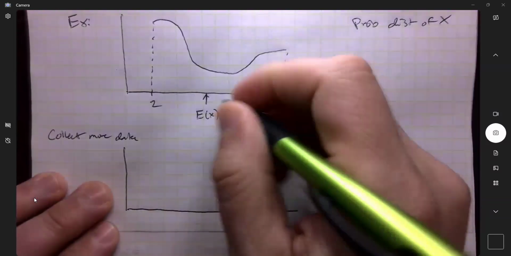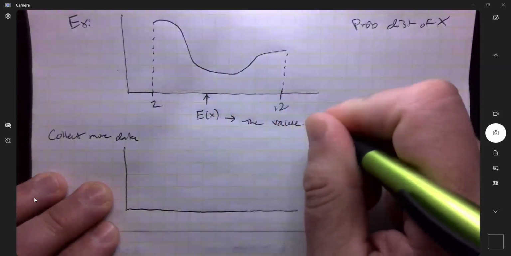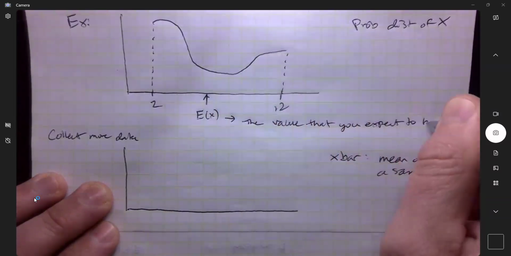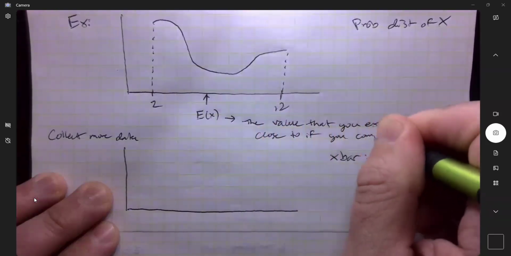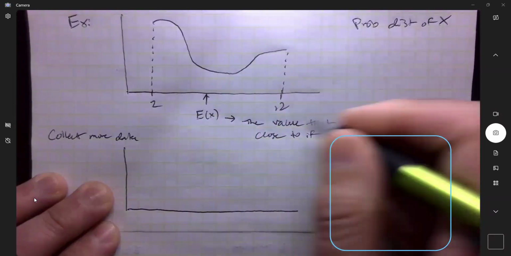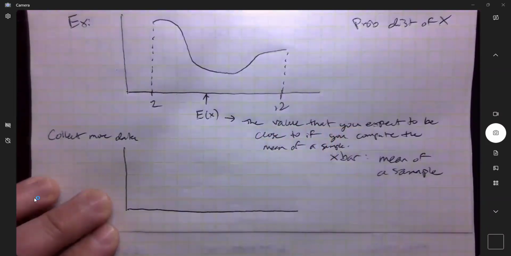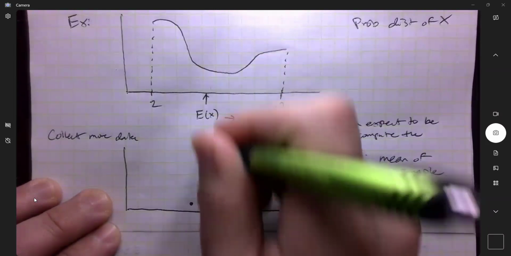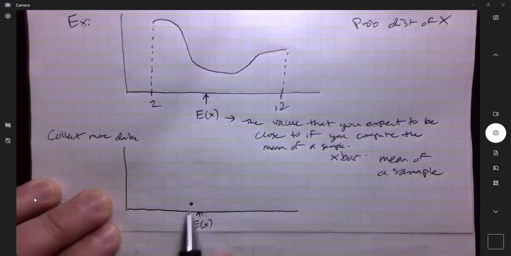The expected value of X is the value that you expect to be close to if you compute the mean of a sample. Well, that tells us that if I take a sample and I collect the mean, then probably I'm going to be pretty close to this expected value of x. Not exactly right, but pretty close.